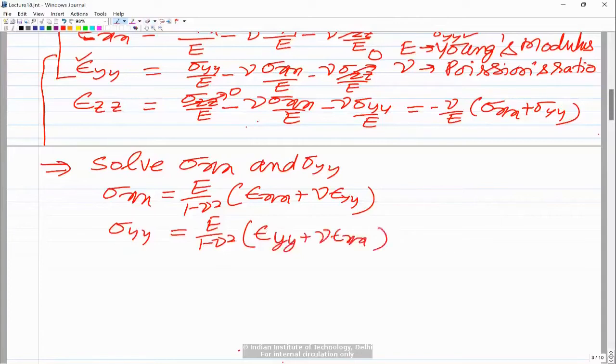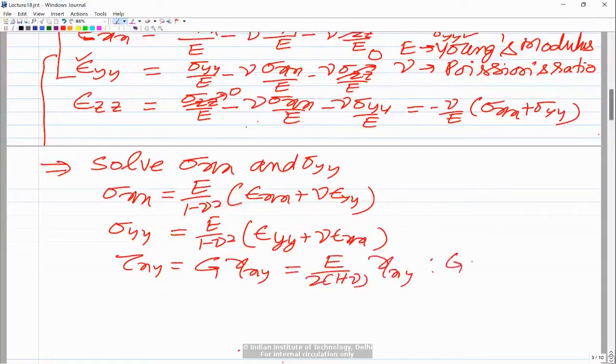So similarly, you would see that tau xy would be equal to G times gamma xy, and for isotropic materials, we know that G is E upon 2 into 1 plus nu. So here, of course, G is known as shear modulus, which is related to Young's modulus for the isotropic material that we have talked about. So these are the expressions for stresses in terms of strains.